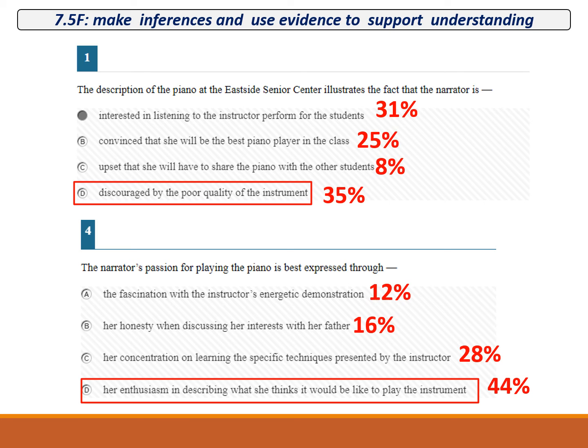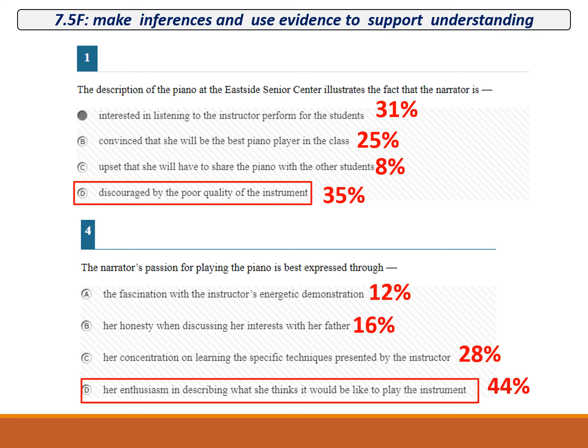Remember that we are looking at district data, especially since campuses perform very similarly. But if you would like to look specifically at your campus data, you let me know and I would be happy to help. Just as a quick reminder, we've used this process before. What you see boxed in red here is the answer. The percentages you see is how students performed on the assessment. So let's start with question 1. It reads, The description of the piano at the Eastside Senior Center illustrates the fact that the narrator is.